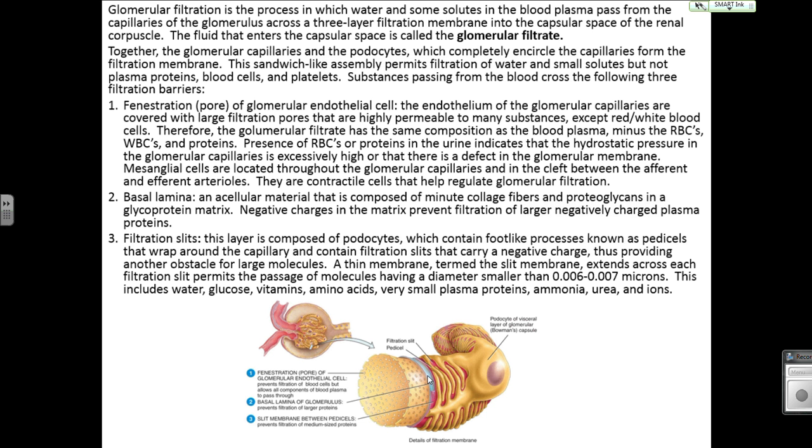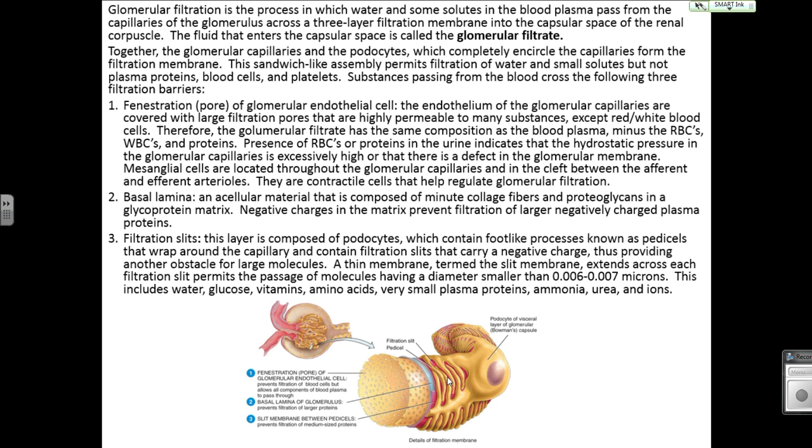The second layer surrounding that is called the basal lamina, which is an acellular material made up of collagen. That says collage, but there should be an N there, sorry. And proteoglycans. This matrix is negatively charged, which actually prevents anything that's negatively charged from wanting to go there. You guys remember how we talked about opposites attract? Positives and negatives like each other, right? Well, two negatives hate each other. Like charges repel. So anything that's negatively charged here is not going to want to go there.